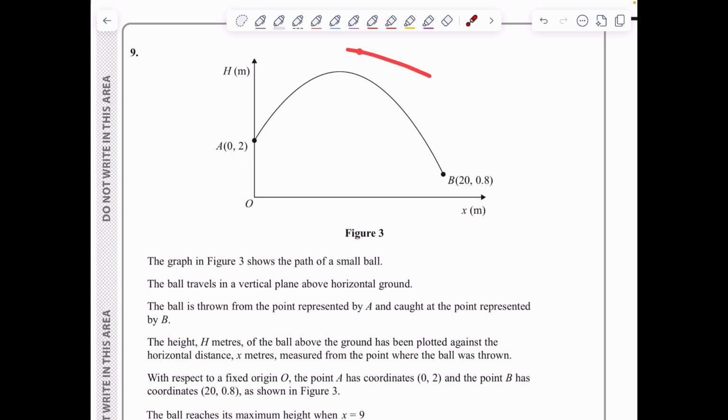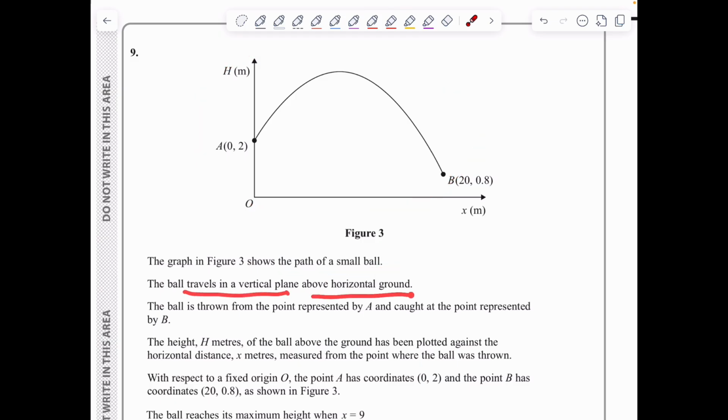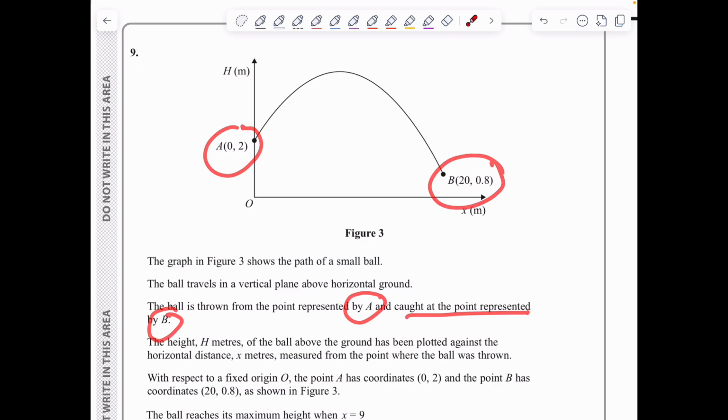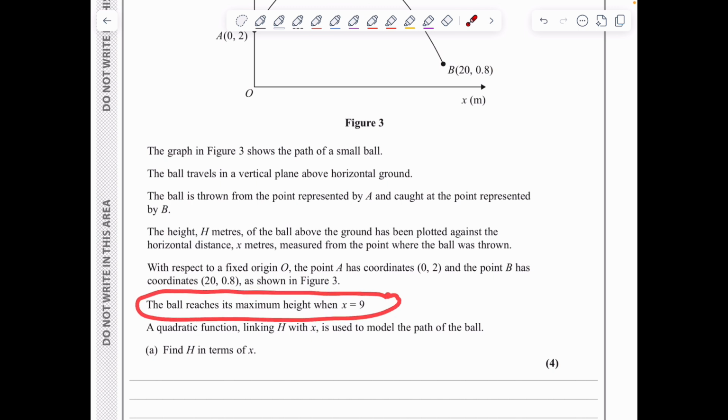In question 9, we've got the graph here showing the path of a small ball. Now this ball is traveling in a vertical plane above horizontal ground, and the ball is thrown from the point represented by A with coordinates 0, 2, and is caught at the point represented by B with coordinates 20, 0.8. Now the distance capital H meters above ground has been plotted against the horizontal distance x meters, and we are told the coordinates of A and B. We are additionally given that the ball attains its maximum height when x is 9, and we need to find a quadratic function that links capital H with x.